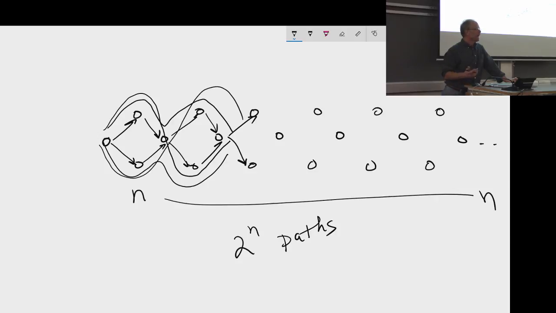Right, there's 2 to the n paths, so if you had to look at every path, what lower bound could you put on the complexity of the shortest path algorithm? Right, any algorithm would be omega of 2 to the n. So we can't afford to look at every path.